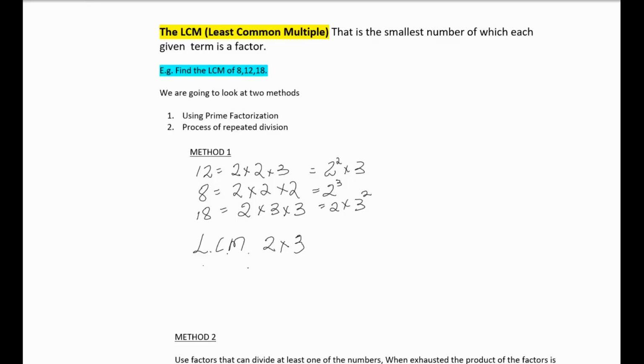Now, we need to find the highest power of 2. So the highest power of 2 is the third power, because if this is not included, 8 cannot divide that number. And also the highest power of 3 is 3 to the second power. And if this is not included, 18 cannot divide that number. So 2 to the third power is 8, and 3 squared is 9. So 8 times 9 is 72. So the LCM of these 3 numbers, 8, 12, and 18, is 72.